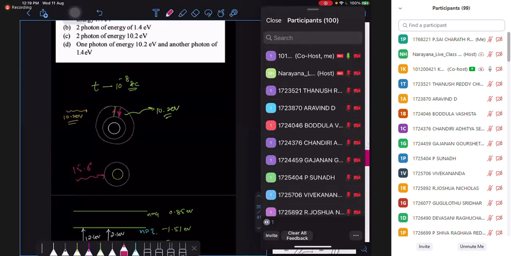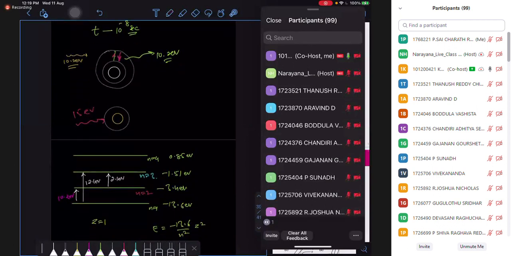Why is it going to be high energy? The simple reason is that in the ground state your energy is minus 13.6, and at infinity it is 0. If my electron absorbs the 15 eV photon, up to infinity it needs only 13.6. So where will it go? It will go beyond that. It will escape.